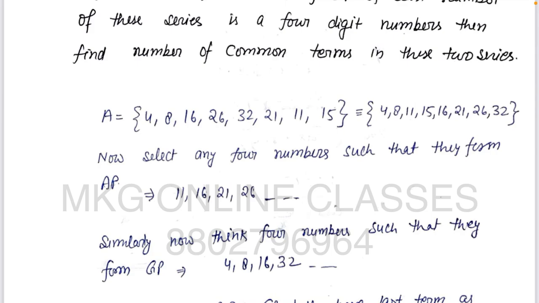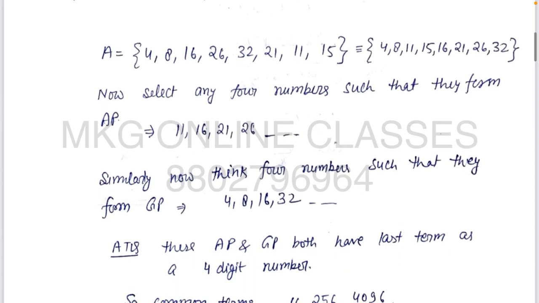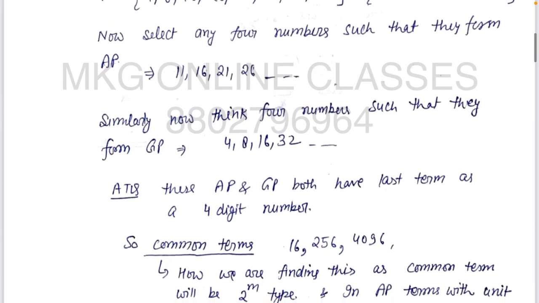The terms in the AP are 11, 16, 21, 26, 31, 36, 41, 46, 51, 56 and so on. So the first common term is 16, which has unit digit 6. So the next common term will also have the unit digit 6. Now think, what power of 2 is ending with 6? So I think 2 raised to power something is 256, then 4096, which is a 4-digit number.